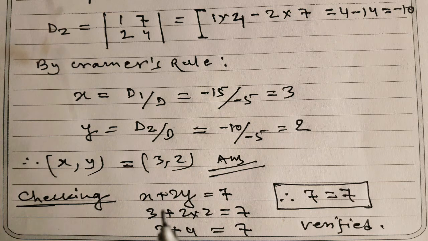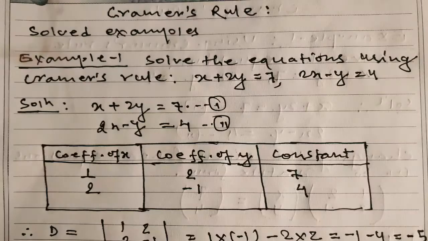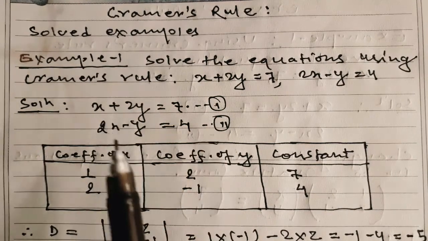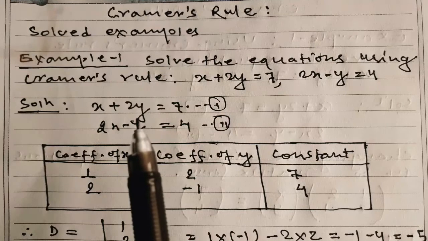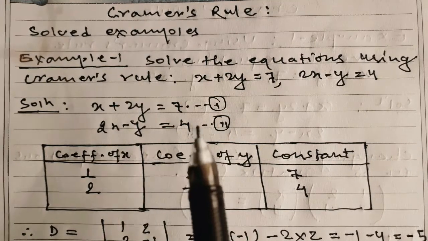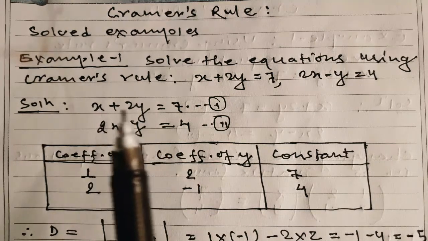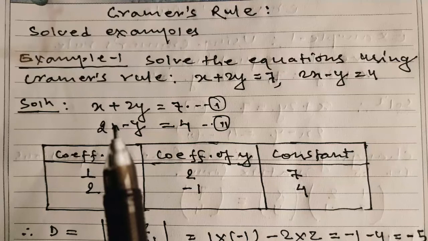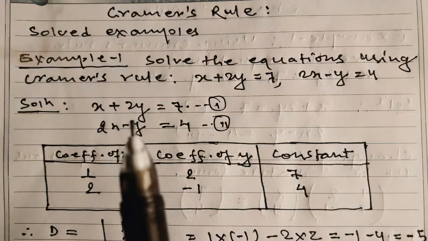Now checking. The first equation is given as x plus 2y is equal to 7 and the second equation is given as 2x minus y is equal to 4. So we can verify our answer by substituting the values of x and y in the first equation and again in the second equation. If the values of x and y satisfy the first equation and the second equation, then the values of x and y are correct. That means our solution is correct.